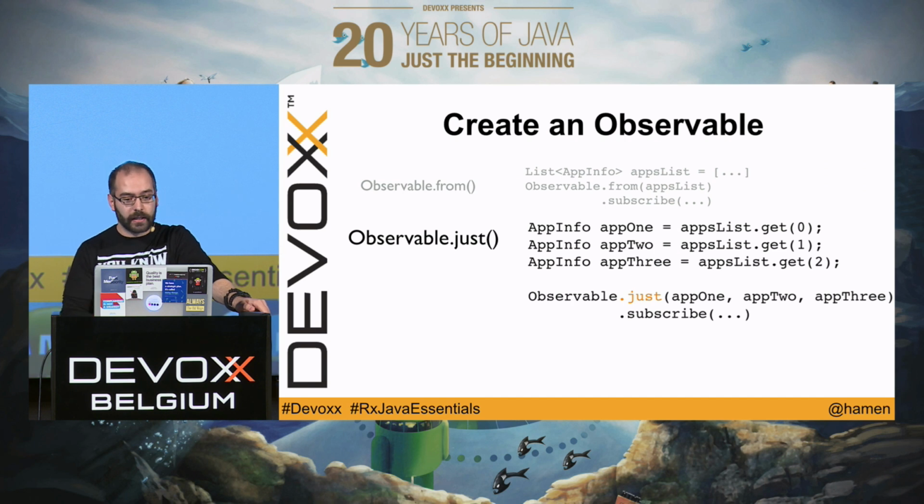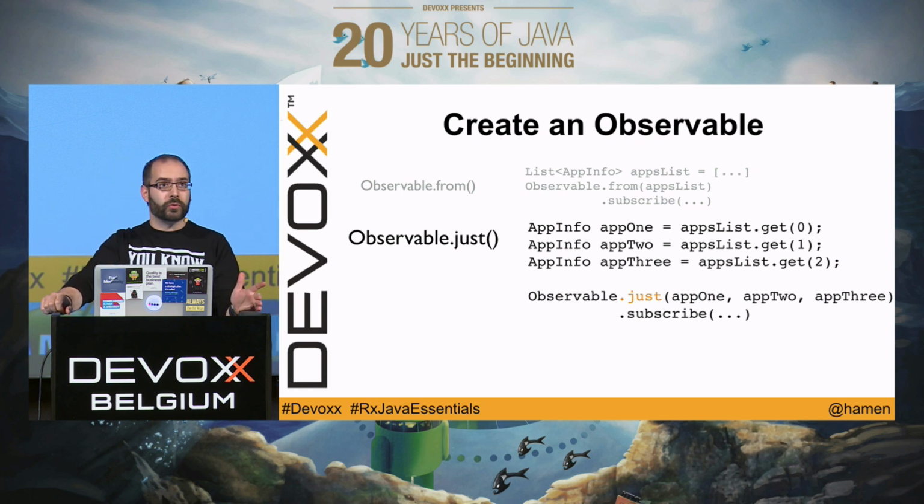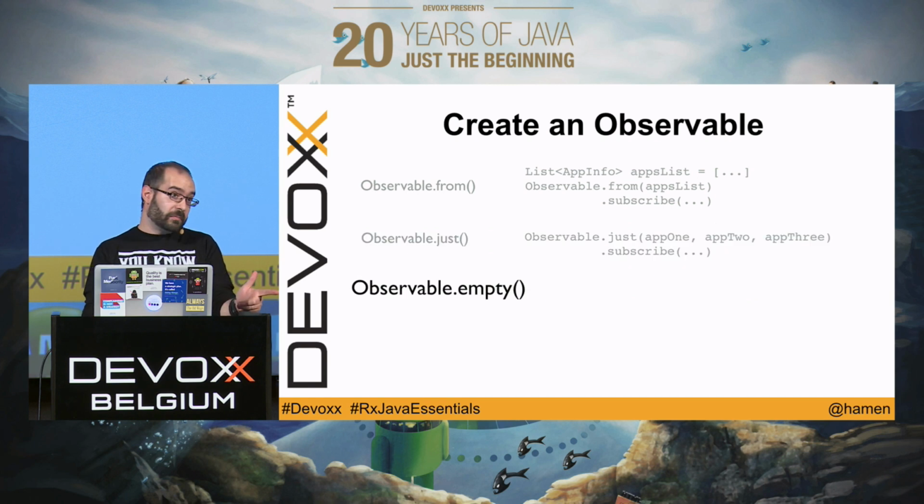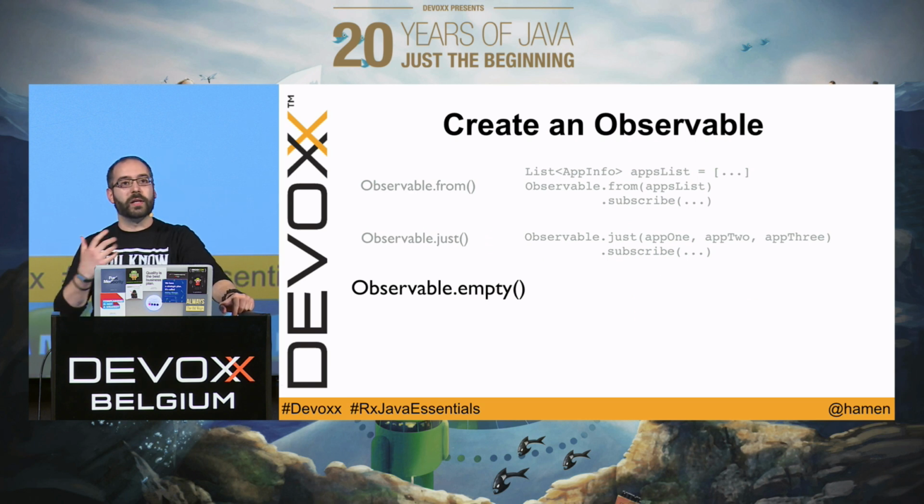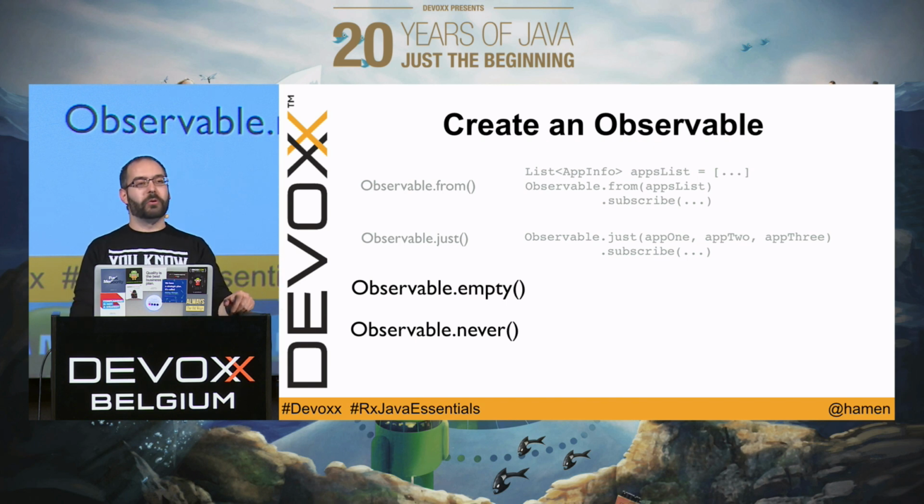So we have Observable.just, and we pass as arguments the object we want to emit to the sequence. What if we want an observable that doesn't emit anything and just completes, empty? What if for any reason we want something that never completes? It's just looping, never ends.